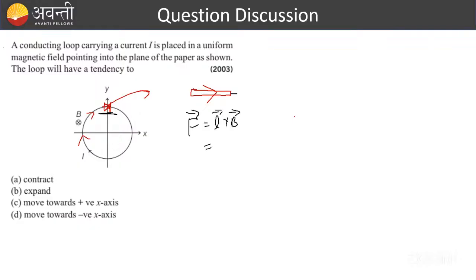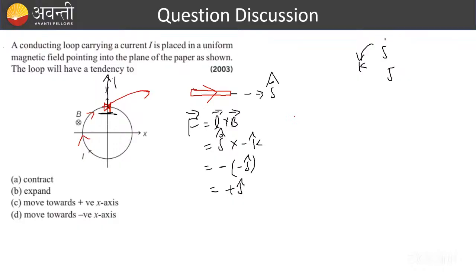So L is in which direction? It is in the direction of I cap. So I cap cross magnetic field, which is in minus K cap. Now you find the direction. What is I cross K? Minus J. So here there is already a minus, so minus of minus J, that is plus J. It means on this, in which direction is the force acting? Here, okay?